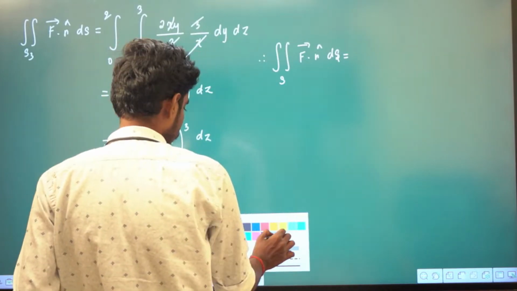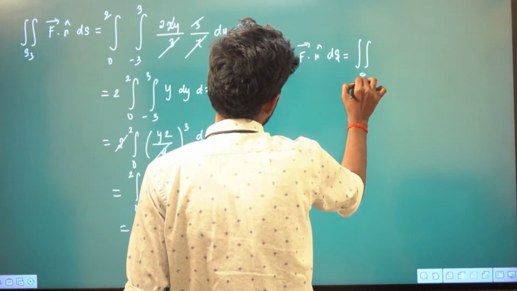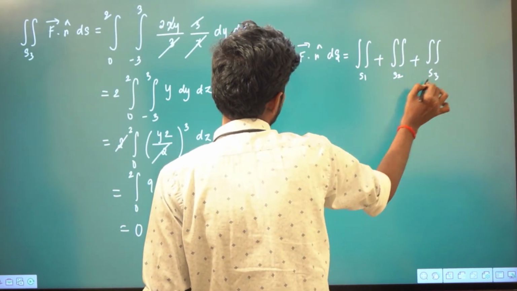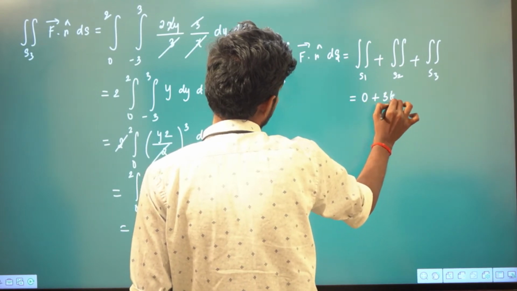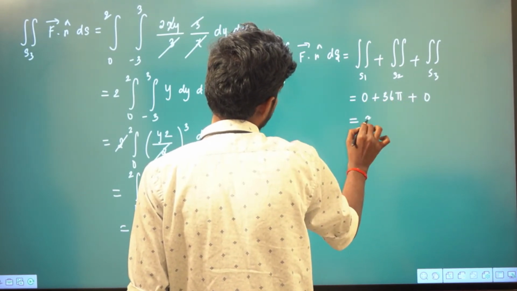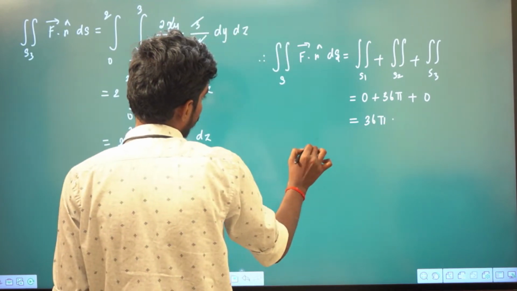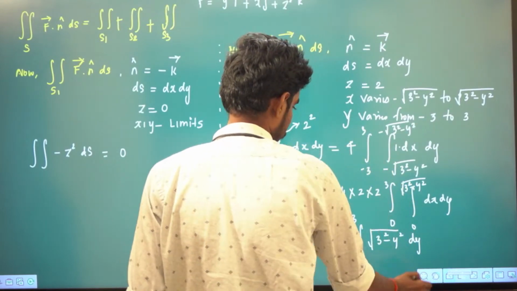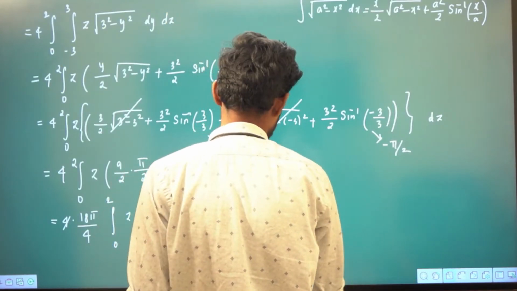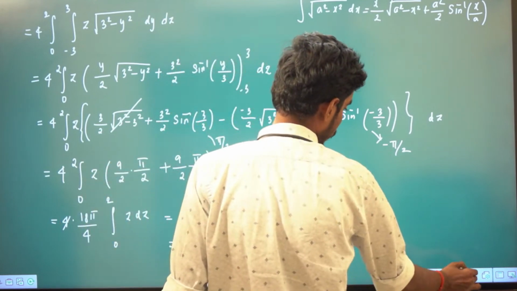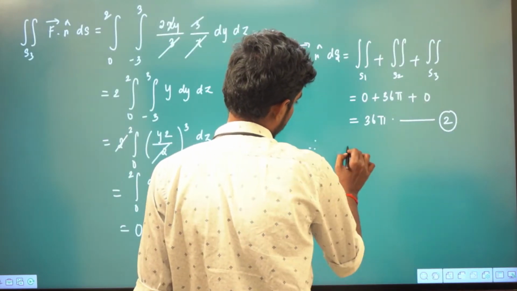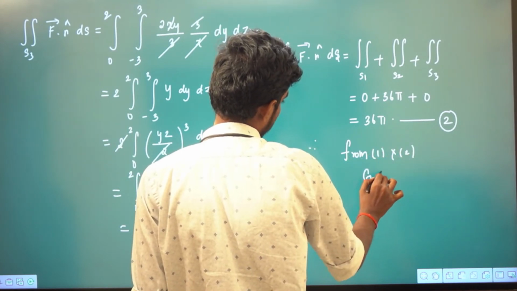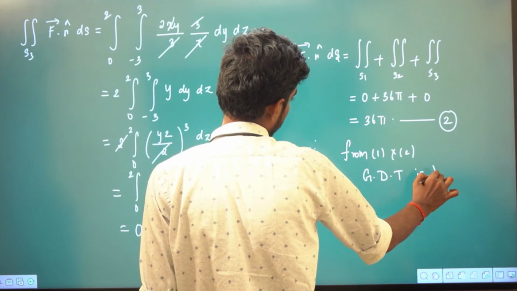So therefore, this is the double integral over S1, S2, and S3, where S3 is a curved surface. So 0 plus 36 pi plus 0. So we will get this as 36 pi. So therefore, this is the second result. So from 1 and 2, Gauss divergence theorem is verified.